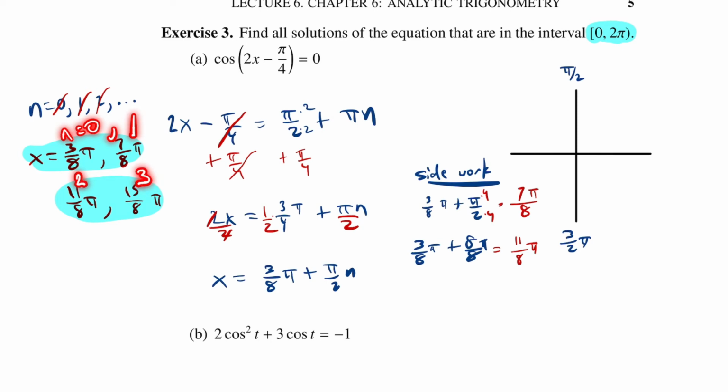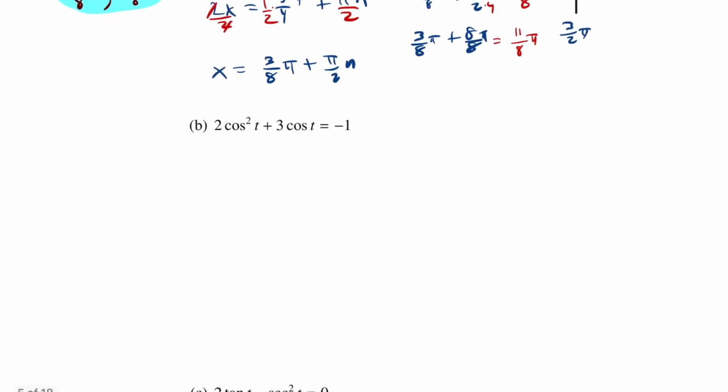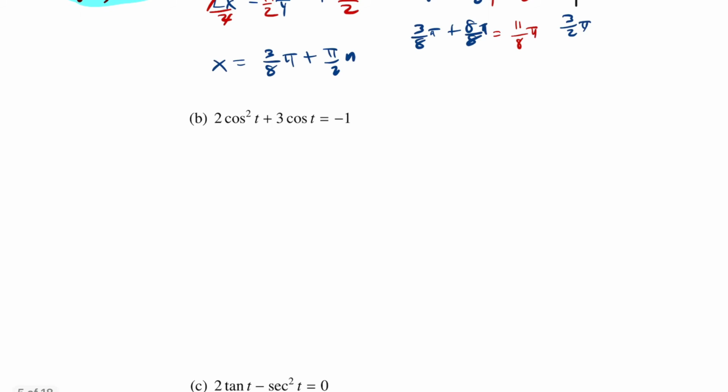So the next problem. What you're supposed to do in this case, notice you have a square and a non-square. So you want to set the equation equal to 0 by adding 1 to both sides. So now you have 2 cosine squared t plus 3 cosine t plus 1 equals 0. And this is a trinomial that can be factored.